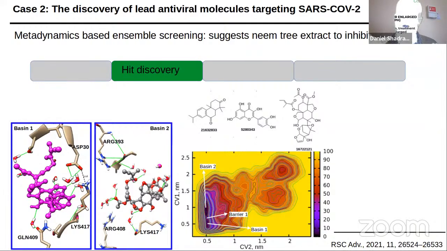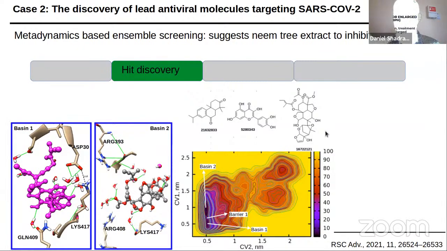We then moved to study if neem tree extract could really demonstrate good potential for inhibiting the virus reentry. Our focus here has been on inhibiting the virus reentry, and later on I will talk about the replication and the polymerization. So to stay focused, we still go on with the virus reentry. We performed another metadynamics ensemble with molecular dynamics, and we found that some of these compounds were showing very good promise.